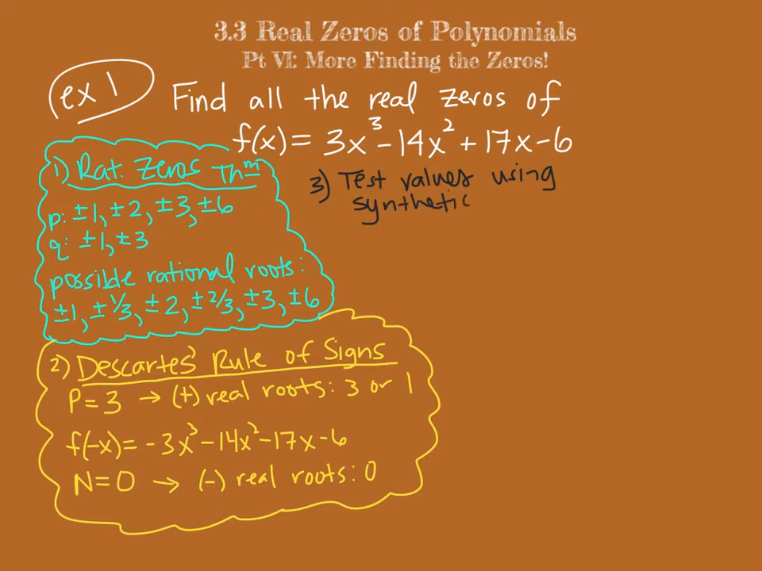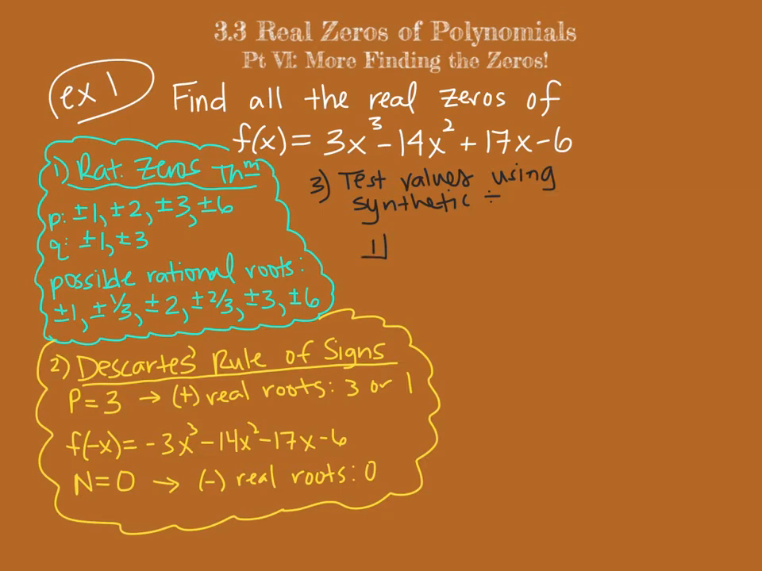And Descartes' rule of signs helped us determine which values to test. Since we can't possibly have any negative real roots, we're not going to test any of the negative values. So instead, I'm just going to move through and test the simpler positive values. I'm going to start with 1. So we'll put 1 in the corner.